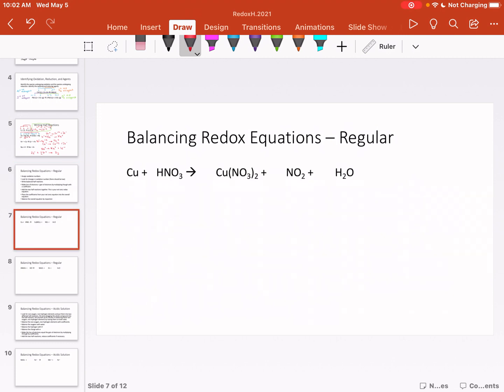The first thing we should probably do is make sure we can recognize who's oxidized and who's reduced, and assigning oxidation numbers would help that. So if we look at copper, it is 0 here in this case, it's a standalone guy. Hydrogen at +1, oxygen at -2, and hopefully we can see that the nitrogen here is a +5.